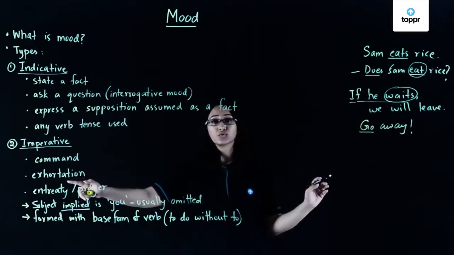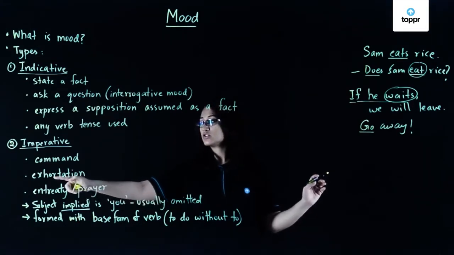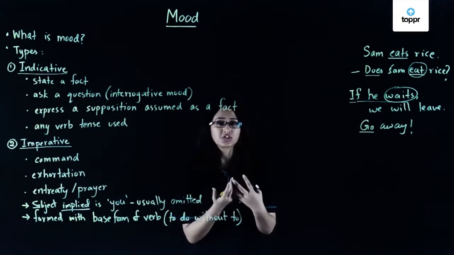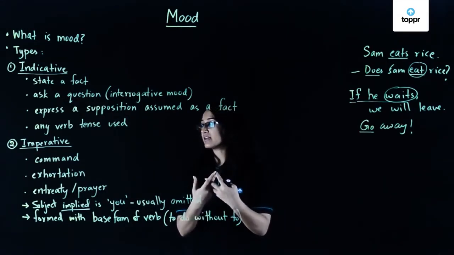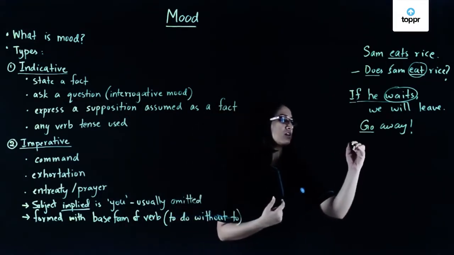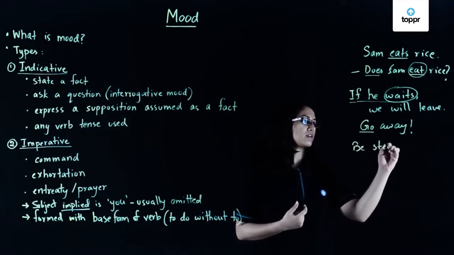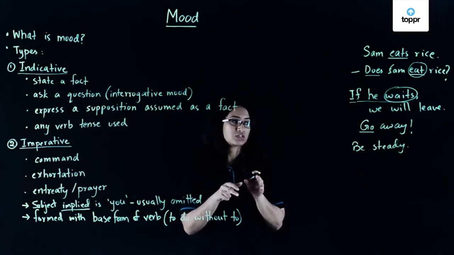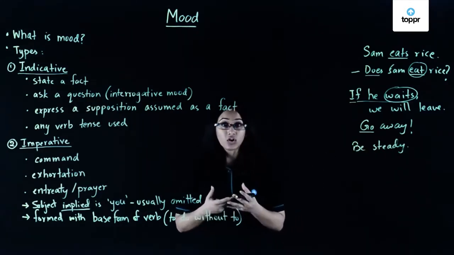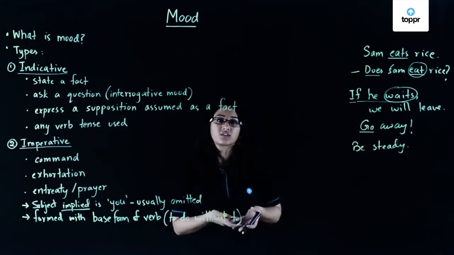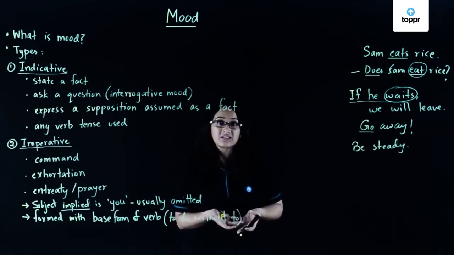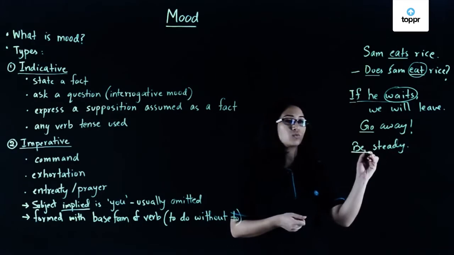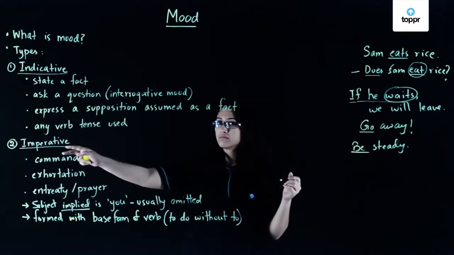Now I can also use the imperative mood of a verb to show exhortation. Exhortation means when you want to urge somebody to do something. Let's use an example, be steady. So here I am not commanding the person to do something, but rather I am urging the person that it's important for them to do something, or trying to convince them that it's important for them to do it. So here be would be in my imperative mood.